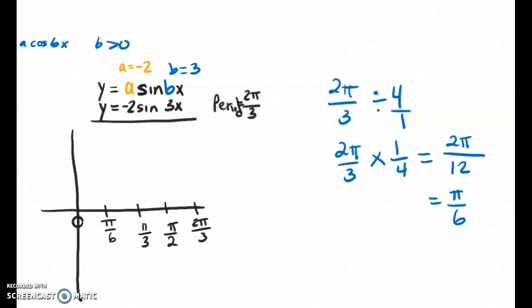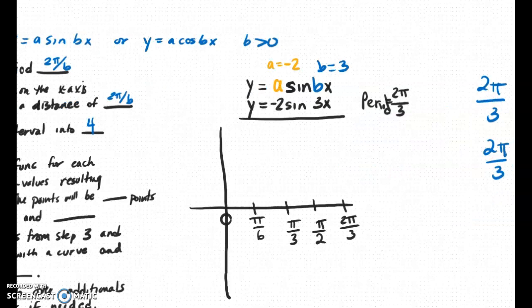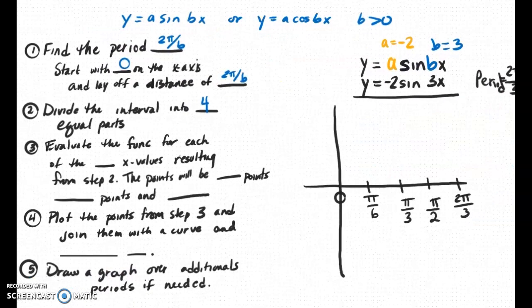So let's erase that. And so now what's my next step? Evaluate the function for each of the 5 x values. I have 5: 0, pi over 6, pi over 3, pi over 2, and 2 pi over 3. Resulting from step 2, so that's what I have, the points that you will get will be the maximum points, the minimum points, and the x-intercepts.